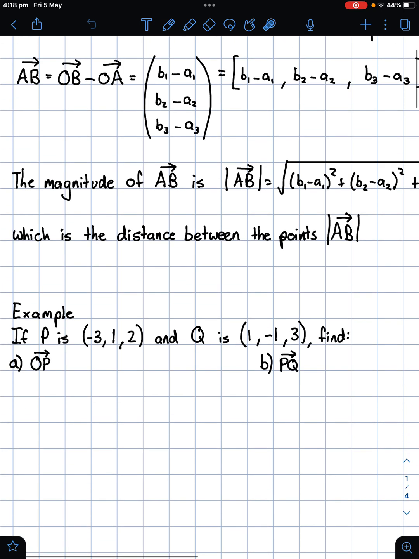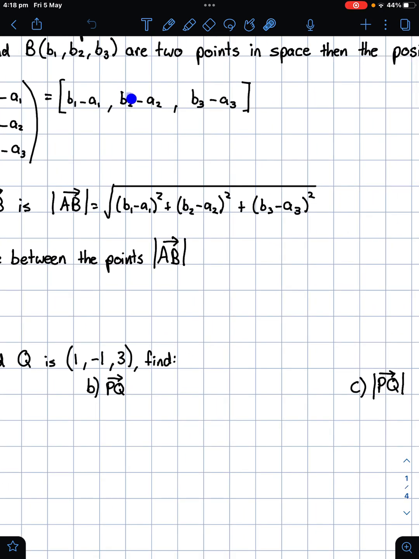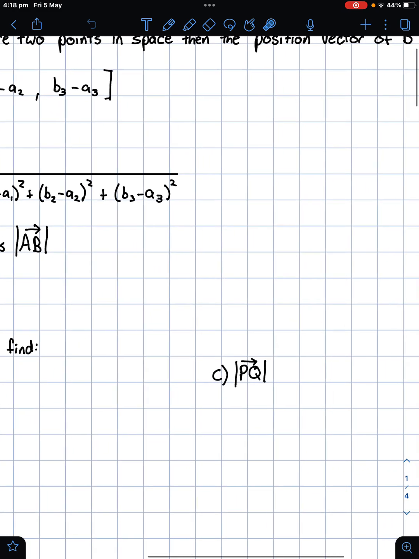So this is OB minus OA, which ends up being the X component of B minus the X component of A, the Y component of B minus the Y component of A, the Z component of B minus the Z component of A.